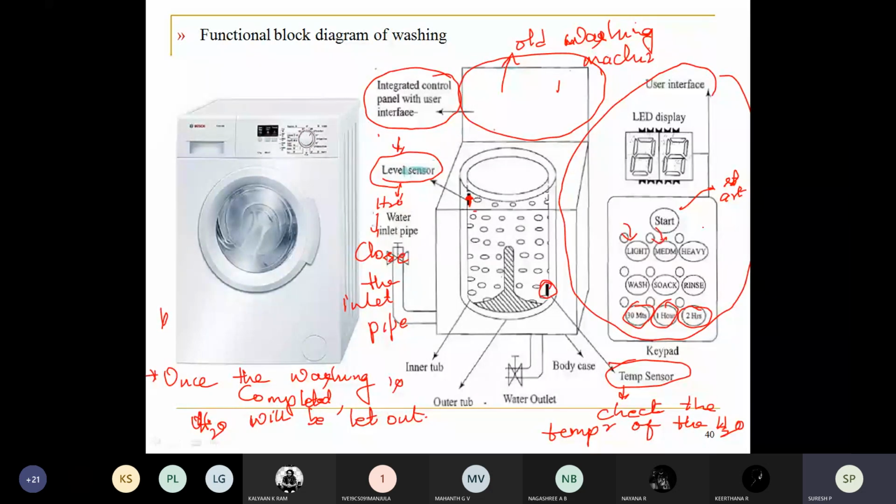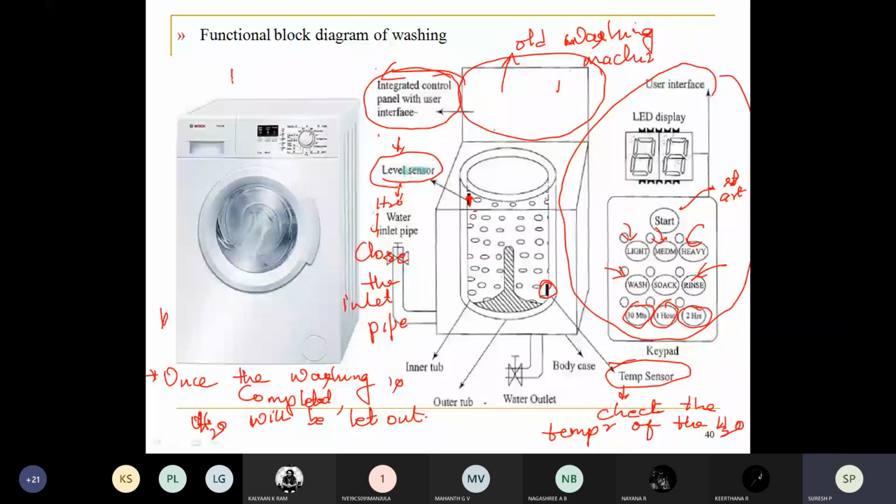Okay, so next we are going to have what operation you have to perform. Whether you have to wash the cloth or rinse the cloth, that operation you can select depending upon the selection you make. That particular operation will be performed by this washing machine. Okay, so that is how your washing machine is going to work.